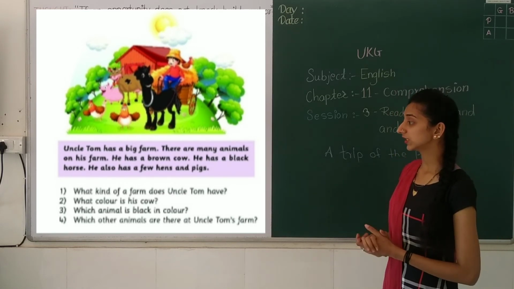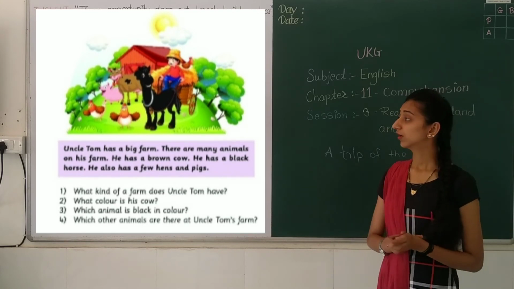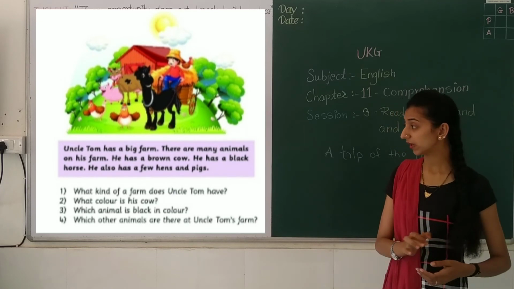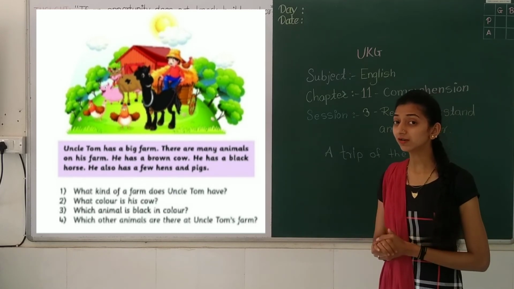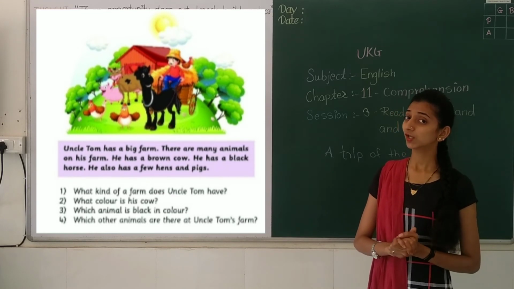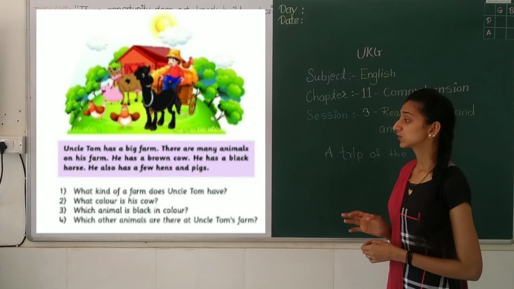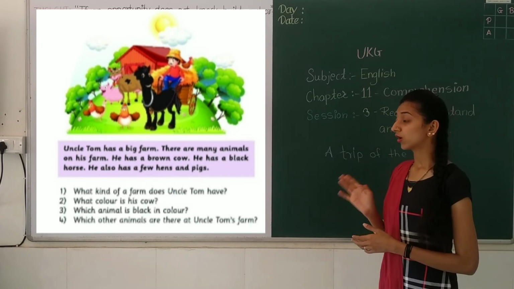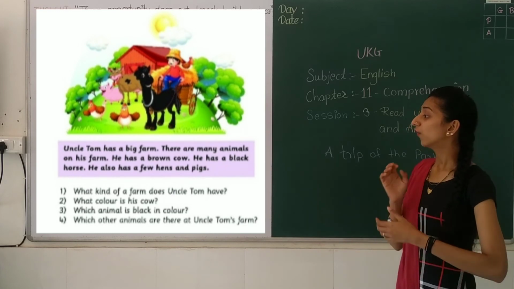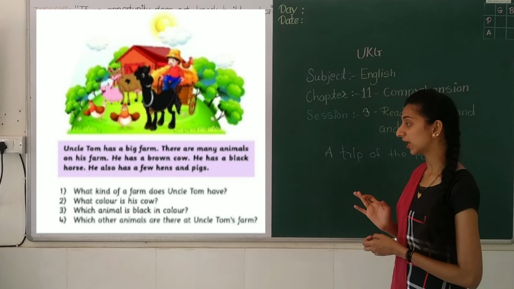Then the next question is, which animal is black in color? Look at this picture. Now tell me, which animal is black in color? Cow? No. Then hen? No. Then horse, right? So horse is the answer.